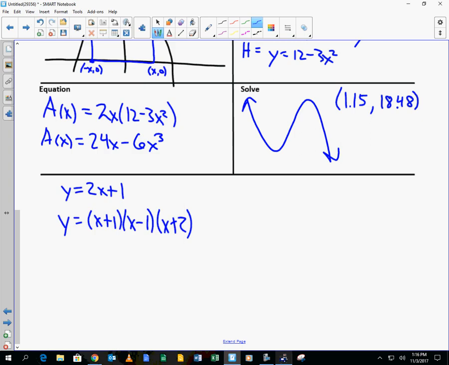So what do those numbers mean? That is the maximum value, but of what? Look back to your equation. What does your equation tell you?